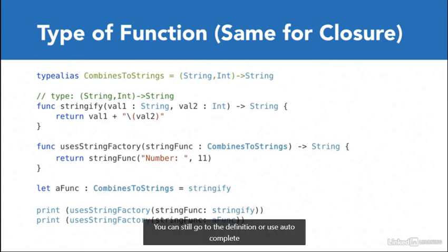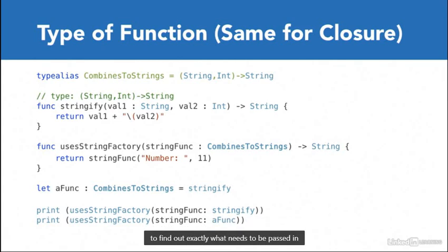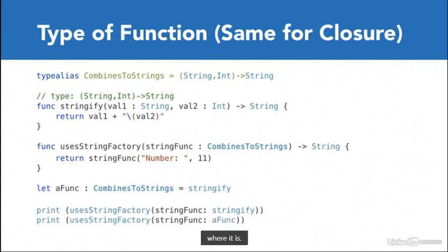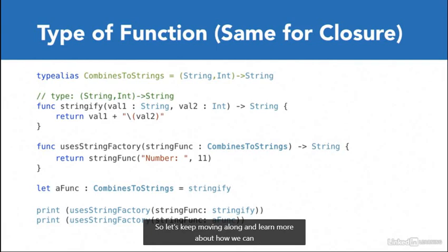You'll see this sometimes in frameworks where the type is defined in a type alias so that you can get a better sense of what's going on. You can still go to the definition or use autocomplete to find out exactly what needs to be passed in or what the type is, but the naming is a little bit cleaner and it's more communicative to other developers. So this is just something you'll see from time to time in different frameworks that you should be aware of: they're using type aliases in many cases. Just go to the definition of it, use command-click on it, and then jump to it in the code. You'll be able to see where it is. So let's keep moving along and learn more about how we can use closures and get into those higher order functions.